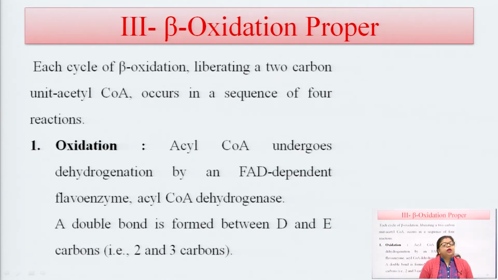The third step in this process is beta oxidation proper. Once fatty acid activation and the transport of activated fatty acid from the cytosol to the mitochondria are done, beta oxidation proper occurs in the third step. Each cycle of beta oxidation liberates a 2 carbon unit known as acetyl coenzyme A, and requires a sequence of different reactions. The first reaction is oxidation.